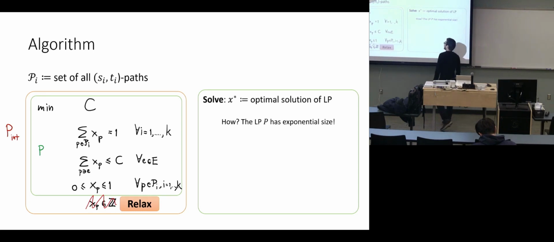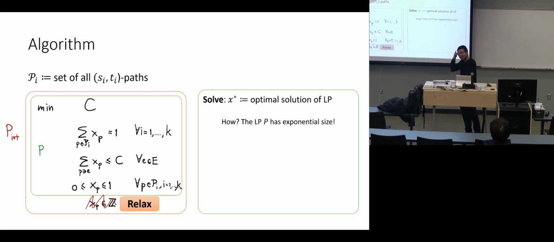You get an LP. This is an LP, but can we solve it? Because this is an LP of exponential size, right? The number of variables here corresponds to each path from Si to Ti. There are exponentially many paths here. So if you want to solve this LP, it's not good. The size is just too big, and it cannot be solved in polynomial time. But the thing is that this is a special LP that you can actually solve in polynomial time.